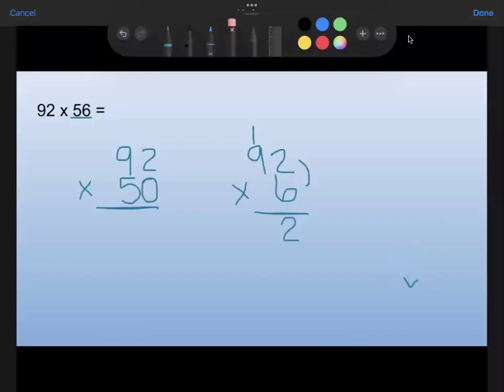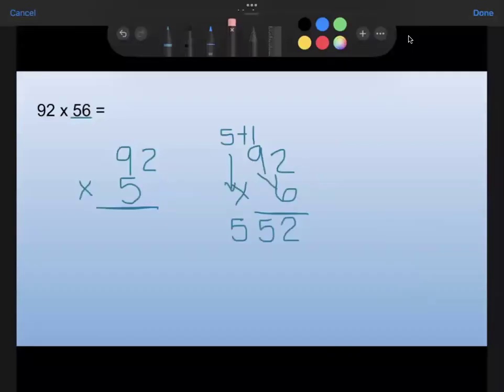Now I'm going to erase this, and then I need to multiply 9 times 6, which is 54, and add the 1 that I just regrouped. So that would be 55. So 5 goes here and the other 5 goes up here. Since there's nothing to hold it, it's going to fall straight down. So here's our first partial product. It's 552.